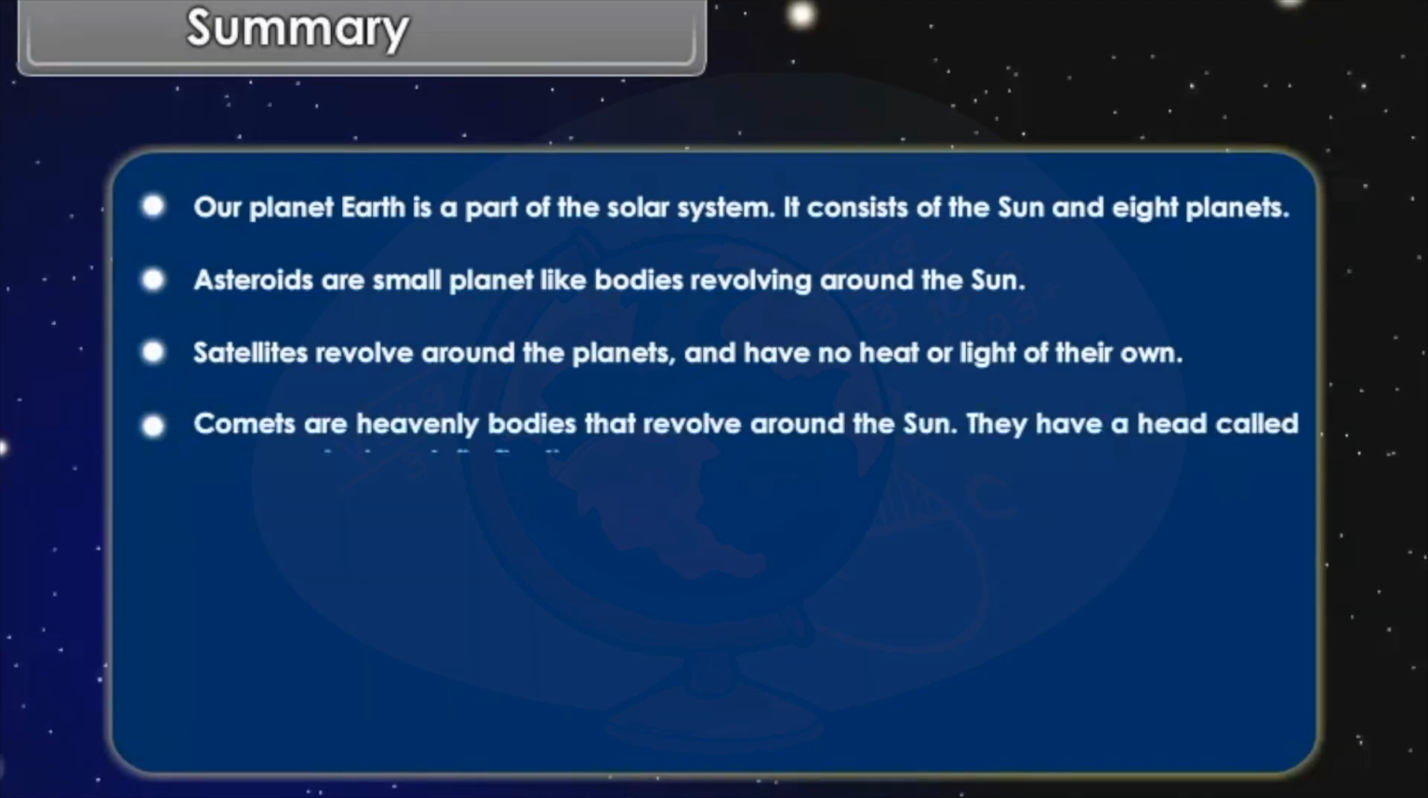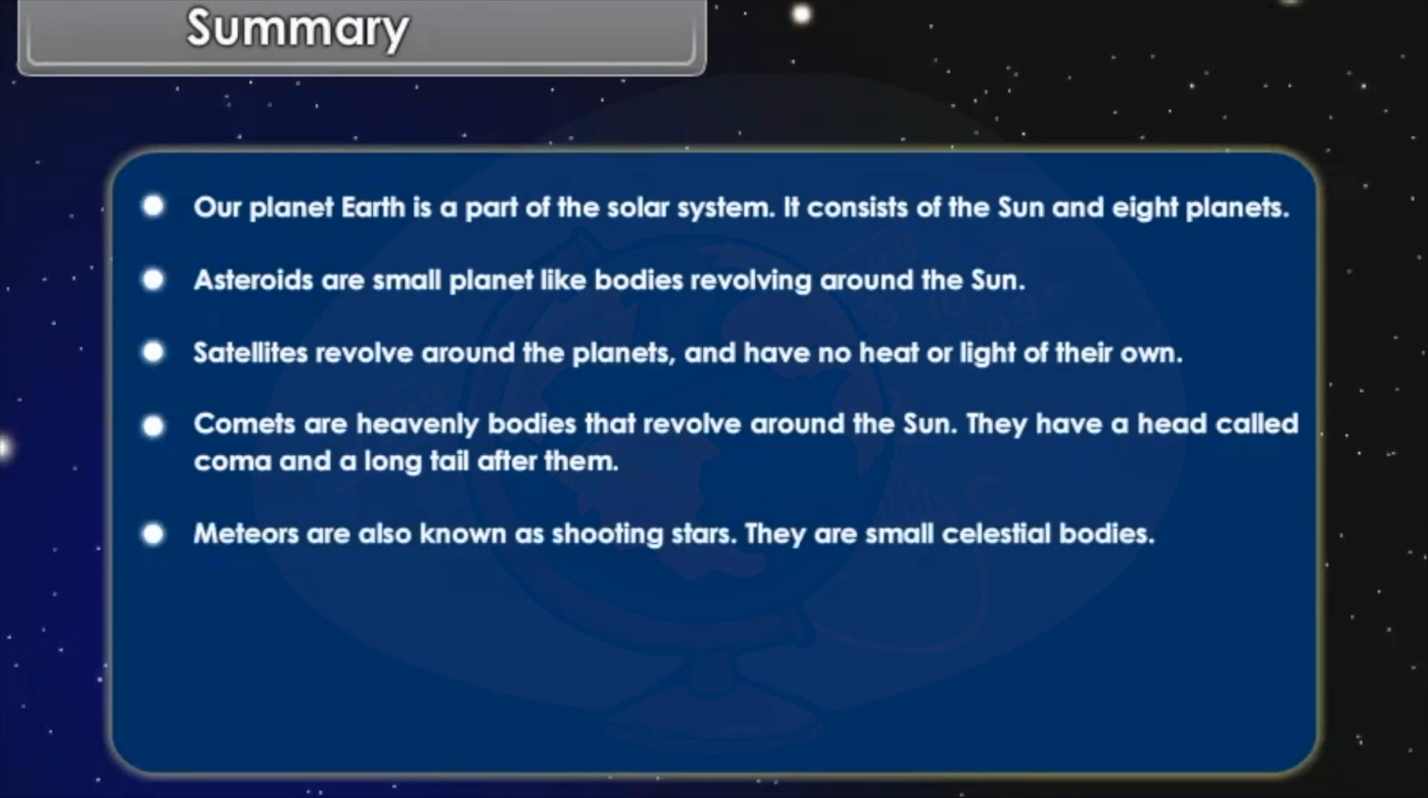Comets are heavenly bodies that revolve around the Sun. They have a head called coma and a long tail after them. Meteors are also known as shooting stars. They are small celestial bodies.